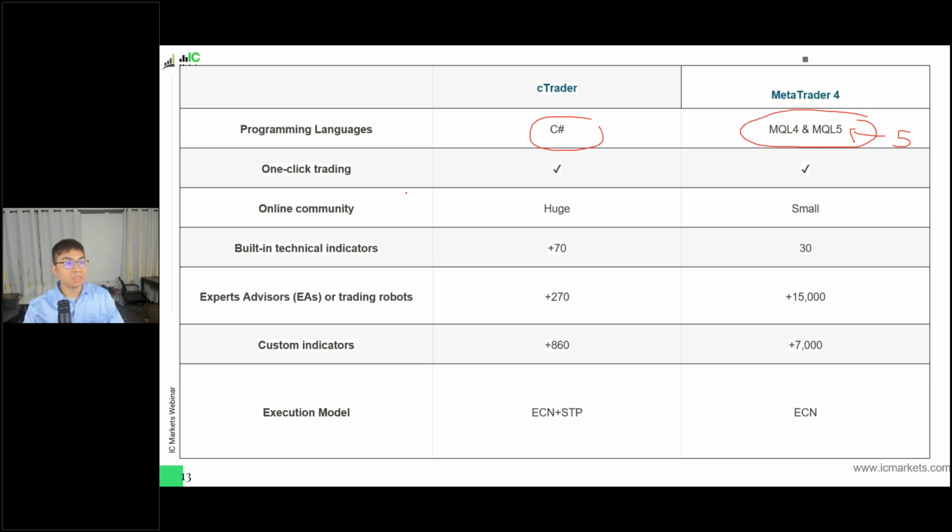Right, so built-in technicals, we can clearly see that cTrader has much more compared to MetaTrader, but you can actually buy indicators from the MetaTrader store. There are more EAs, trading robots, on MetaTrader compared to cTrader. So there are also more custom indicators on MetaTrader. So yeah, that's a very quick, brief one.